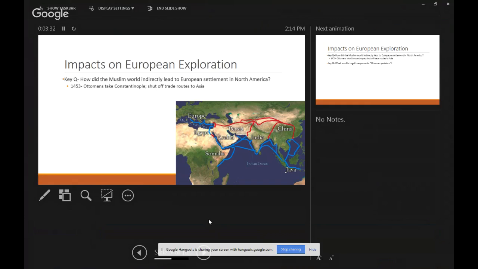Now, I think it's safe to say that in 1453, Constantinople was the most important city in the world. I don't feel like I'm saying something crazy to throw that out there. The reason why it was so important is because it was the doorway. It was the gateway between Europe and Asia for trade to go back and forth.